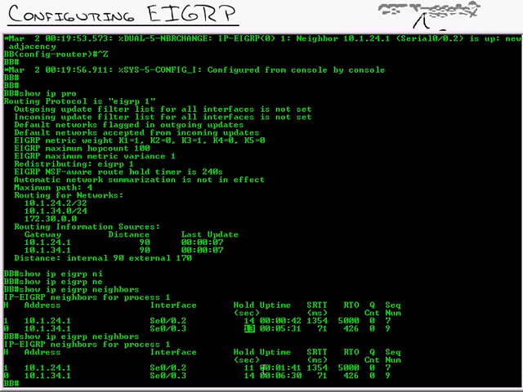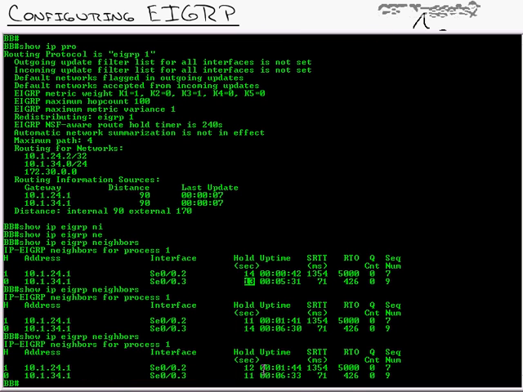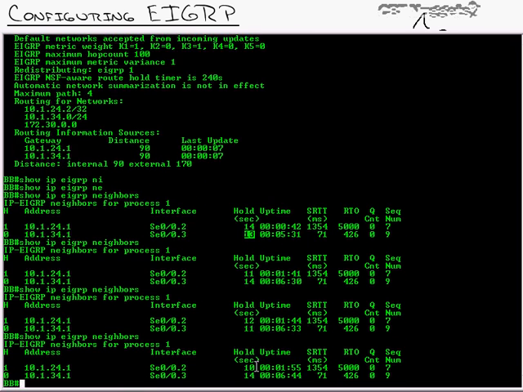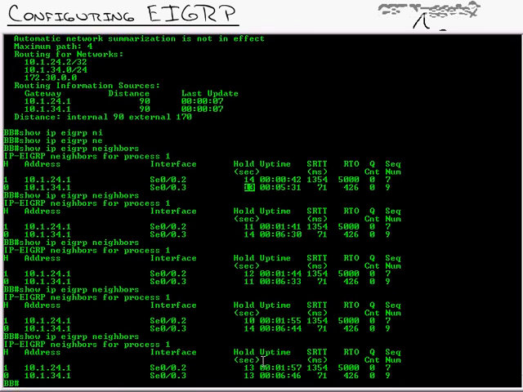Now, as I hit the up arrow and do this again and again, you will see those timers change all the time, because hello messages are being sent out, in this case, once every 5 seconds. So if you miss 3 hello messages, thus 15 seconds here, you will be considered dead. So hopefully we never go below 10, which means we never miss a single hello message.